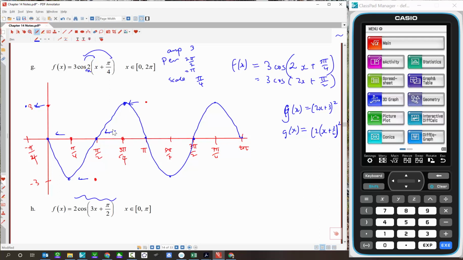A bit wonky over here. It's probably because my scale wasn't evenly spread out. So make sure when you sketch these up that you do kind of measure your scale to make sure it's going to look sort of symmetrical.